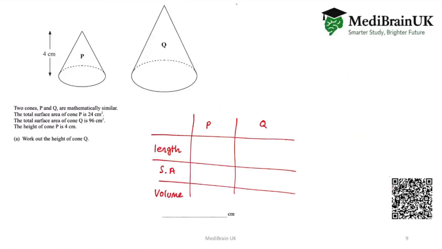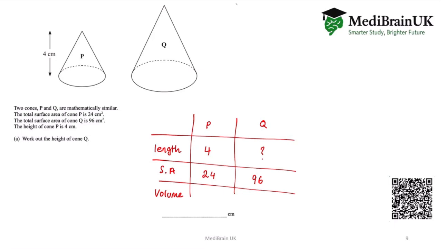Now we know that the surface area of P is 24, so we're going to write down 24 there. We know that the surface area of Q is 96, so we're going to write down 96 there. We know that the height of P is 4. That's the length. And we need to work out what the height of cone Q is. So this is what we need to work out.